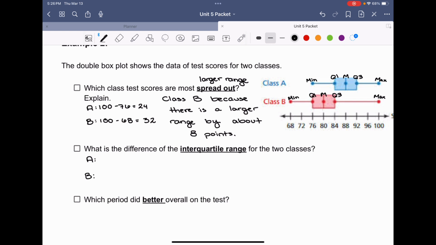Q3 minus Q1, so 92 minus 84 is going to give us 8, and 84 minus 76, that actually is also going to give us 8. So we're going to say that they are the same. There is no difference.